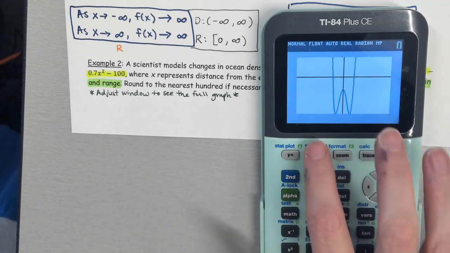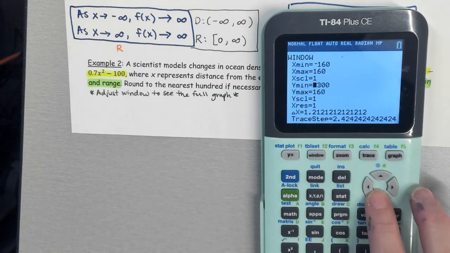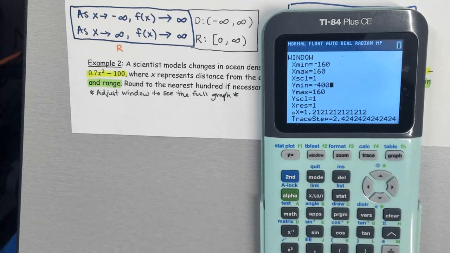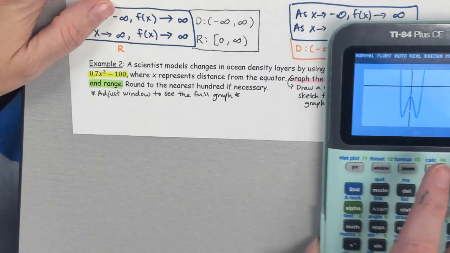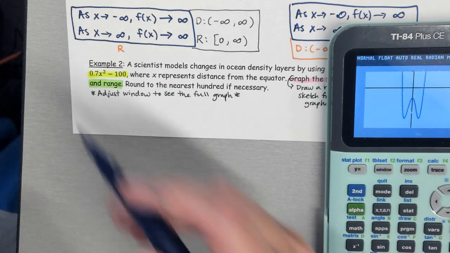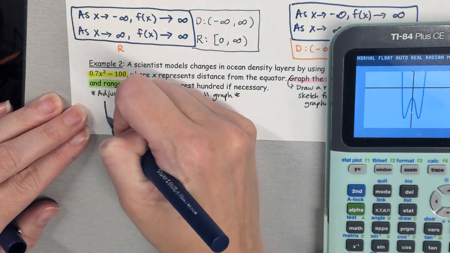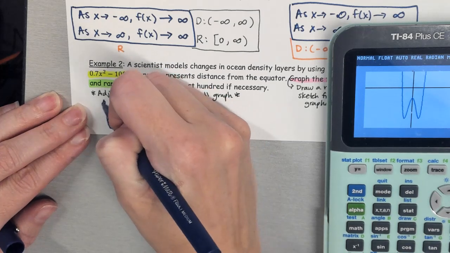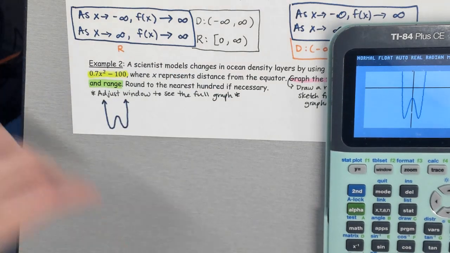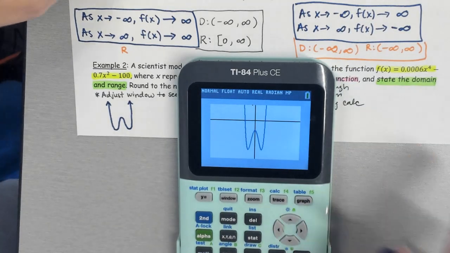That's actually pretty good, but I want to be able to see the whole bottom, so maybe I would go to negative 400. Yay! Okay, so now I can see that whole graph there. So we're just going to draw a rough sketch of what we see. This is a very common quartic function, x to the fourth.